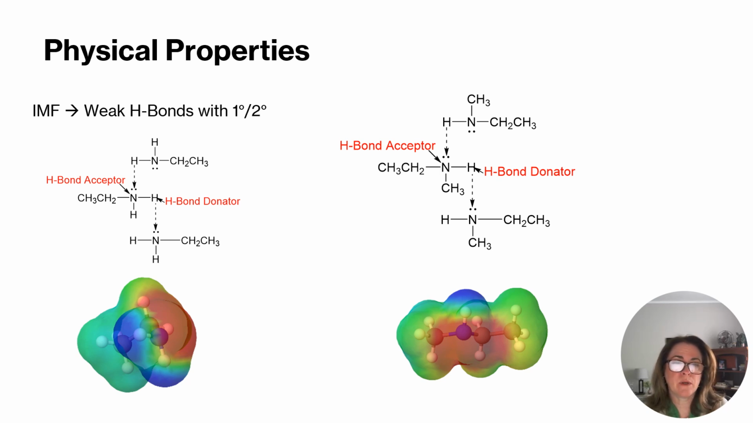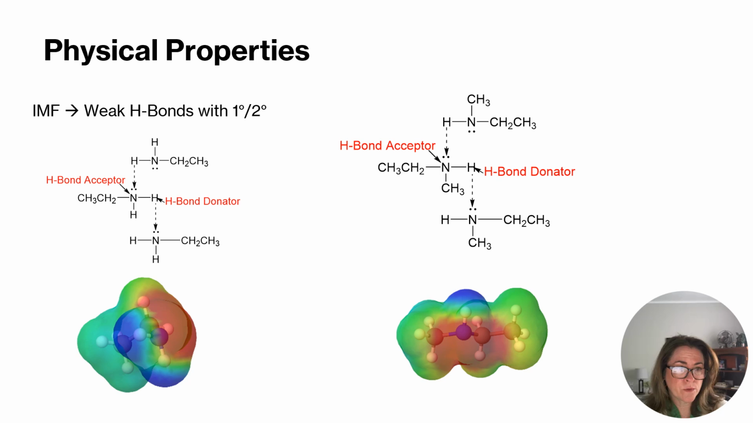Remember in the previous video, I drew the lone pairs on almost all of the amines. And this is why. So that nitrogen has that lone pair. It has the ability to be a hydrogen bond acceptor, and the hydrogen has the ability to be a hydrogen bond donor. If you remember back to 1201, we talked about hydrogen bonding. The hydrogen bonding exists when a hydrogen is bonded to an oxygen, which we've already talked about, but also when a hydrogen is bonded to a nitrogen. So this is where this comes into play.